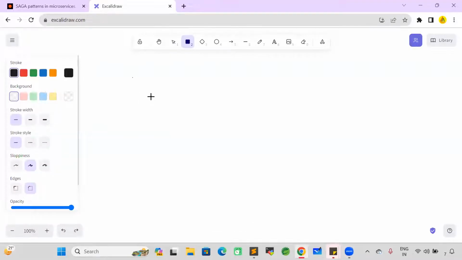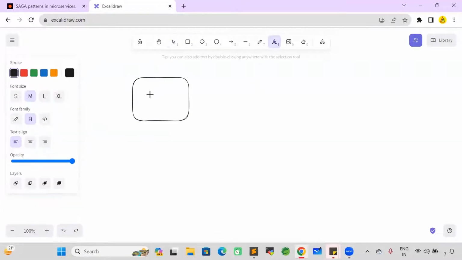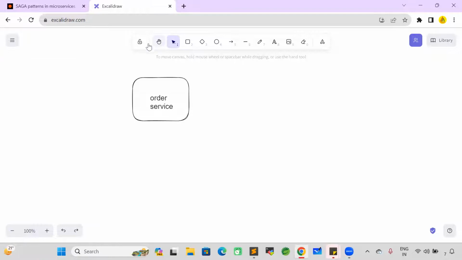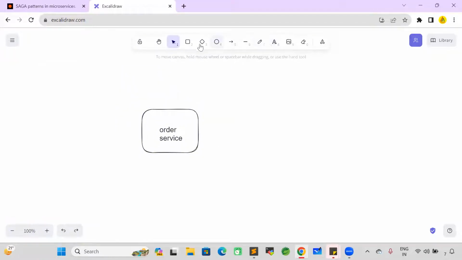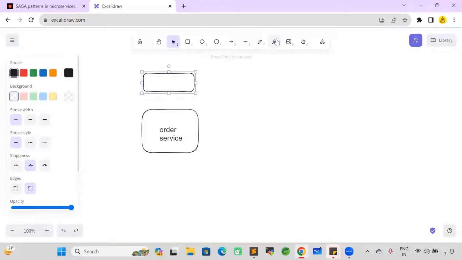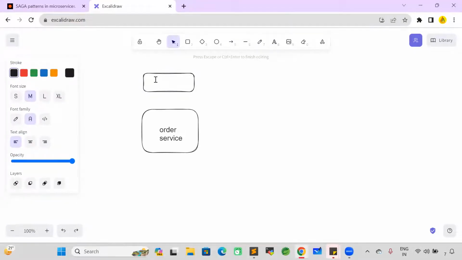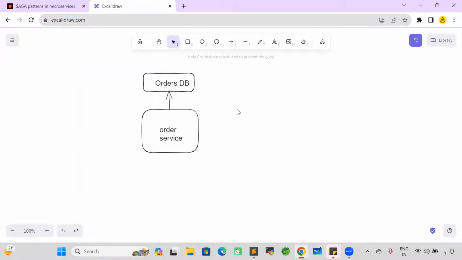So here I have the order service. This order service will have its own database. As I told you, every microservice will have its own data, and every microservice is responsible for its own operation. Order service is connected to the orders DB.